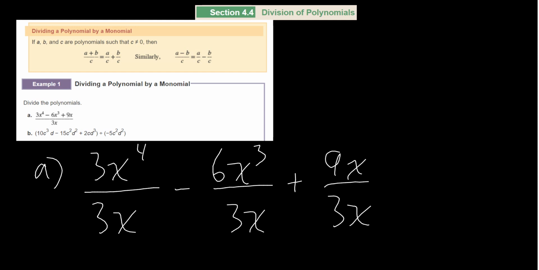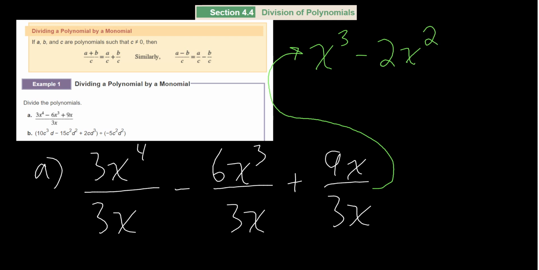And unfortunately, we're going to have to go up here and make it a little cleaner. Okay, so 3x to the 4th over 3x, we know that, 3 over 3 is just 1, and then x to the 4th over x is going to be x cubed. Then 6x cubed, 6 over 3 is 2, so we're going to put our minus sign there, so it's going to be minus 2, and then x cubed over x is going to be x squared. And then the last one, 9 over 3 is 3, and x over x, they cancel each other out, so it's going to be plus 3.